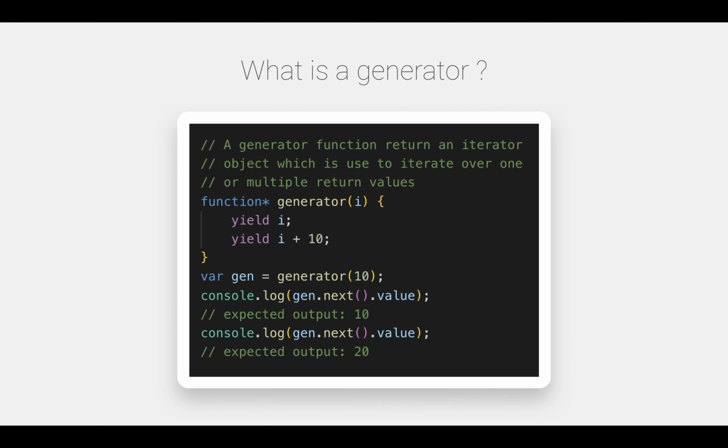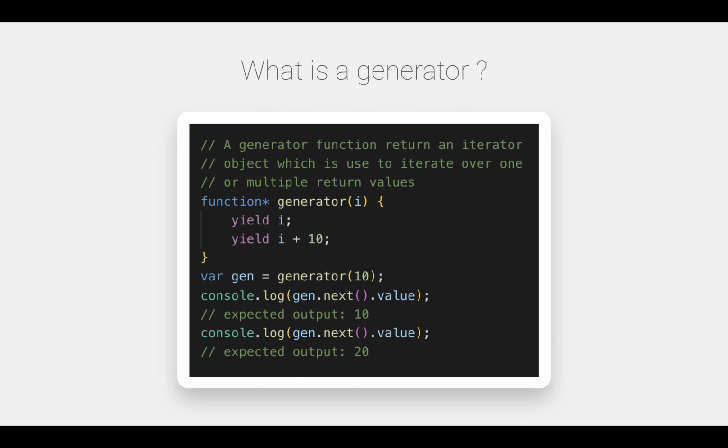Moving on. Then we have a generator. What is a generator? Well, a generator is a function that returns an iterator object, which is used to iterate over one or multiple return values. So, see the syntax. The original function was defined just by function and then the name. This one is function asterisk. This is what makes a function a generator.